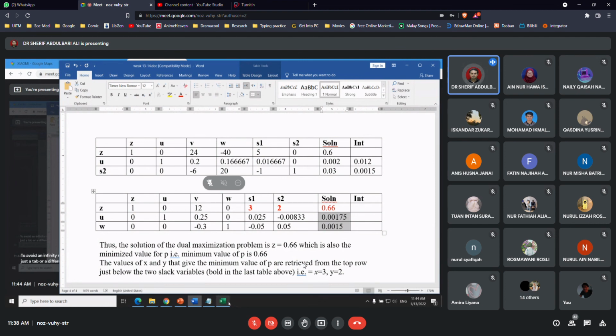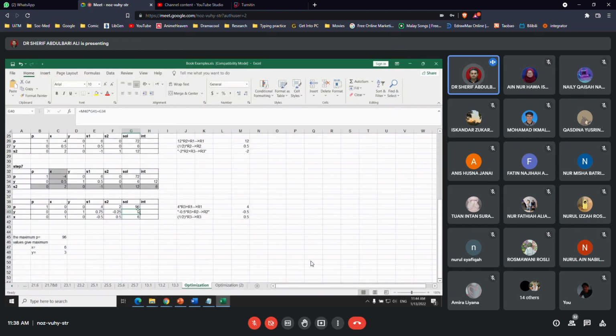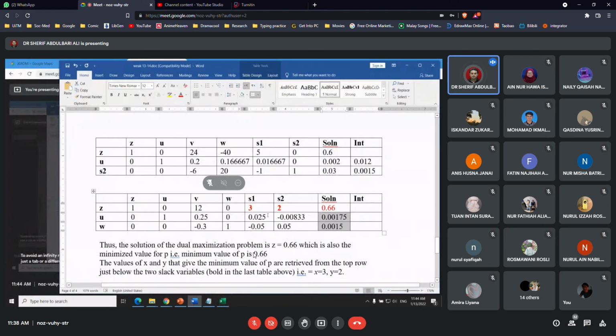Previously for the maximization problem, I was using the column here. I'm using these three values, 96, 3, and 6. But for minimization, I am using 3 and 2. I'm using the row. I'm not using the column.